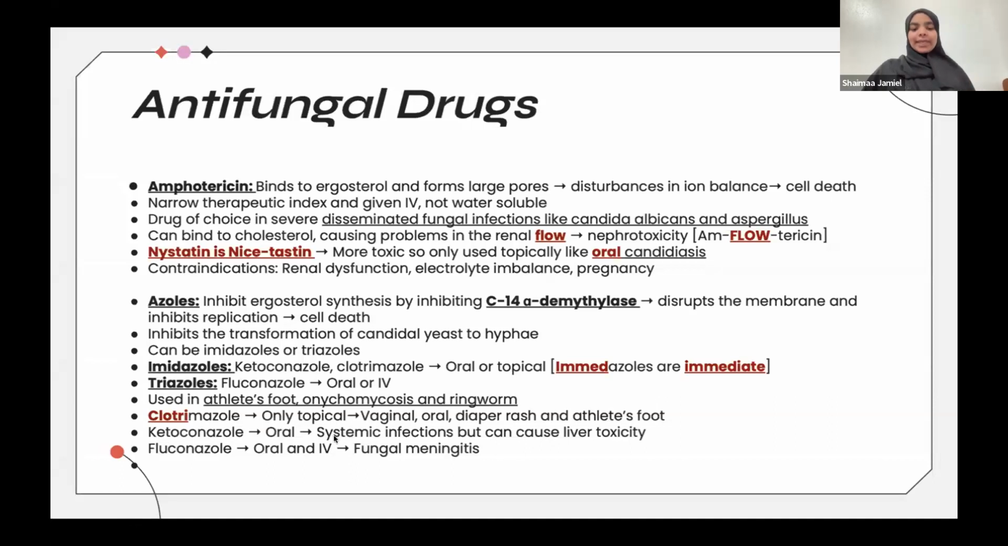Ketoconazole is used orally, so for systemic infections, but it can cause liver toxicity. So this is for less severe infections. And fluconazole is used for fungal meningitis, okay? So yeah.